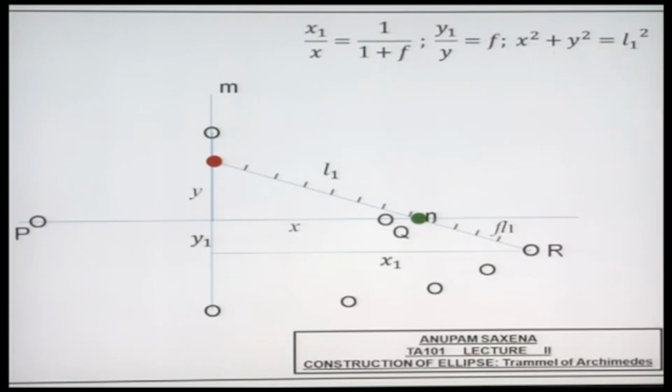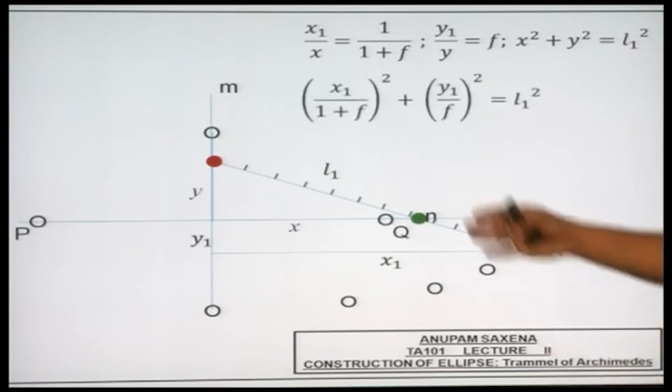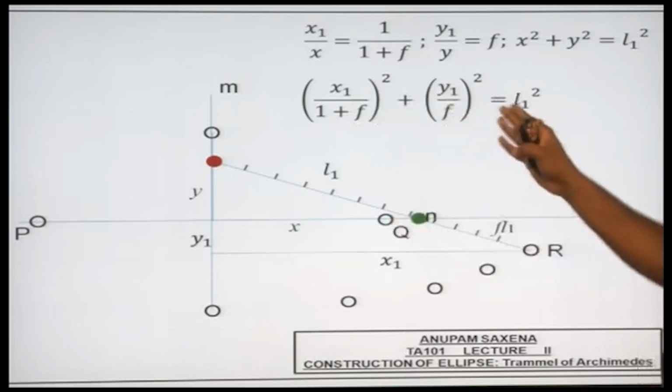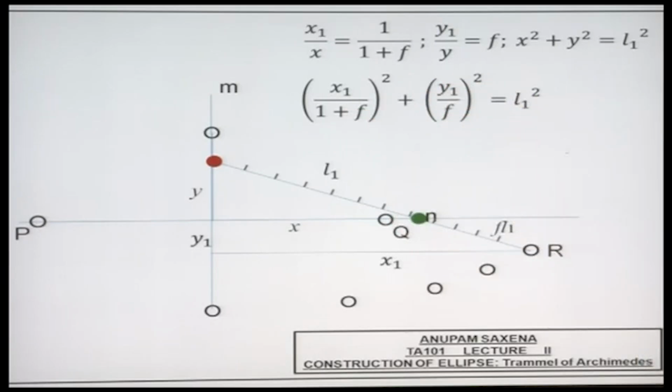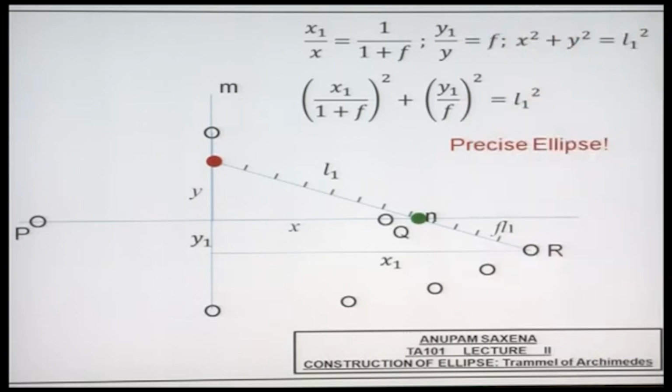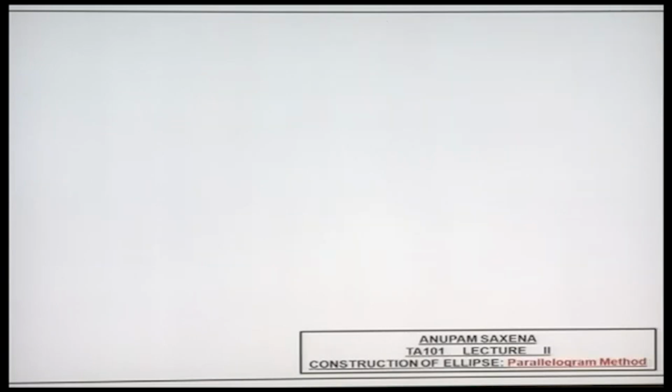and x squared plus y squared is equal to L1 squared. Do a bit of algebra and you will get x1 over (1 plus f) the whole square plus y1 over f the whole square equals L1 square. Precise ellipse. I make a lot of mistakes, so don't trust me. Work this algebra out by yourself. You'll realize that I may have made a mistake.